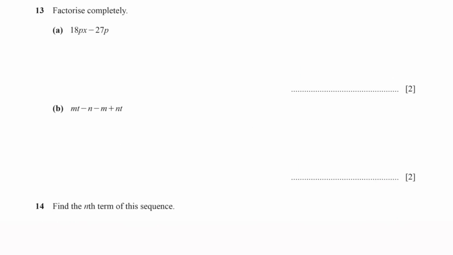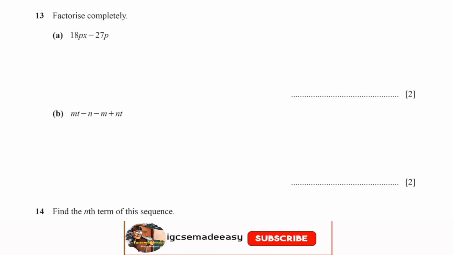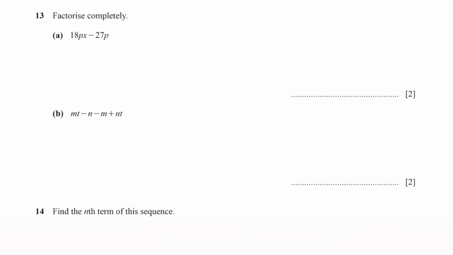Okay, so factorize completely 18px minus 27p. What we have to do is factorize by taking out the common factor. The maximum common factor that can come out is 9, and p is also common. Then 9 times 2 is 18, and x will be inside, and 9 times 3 is 27. This is the maximum possible common factor, 9p. So 9p(2x minus 3) will be the final answer.